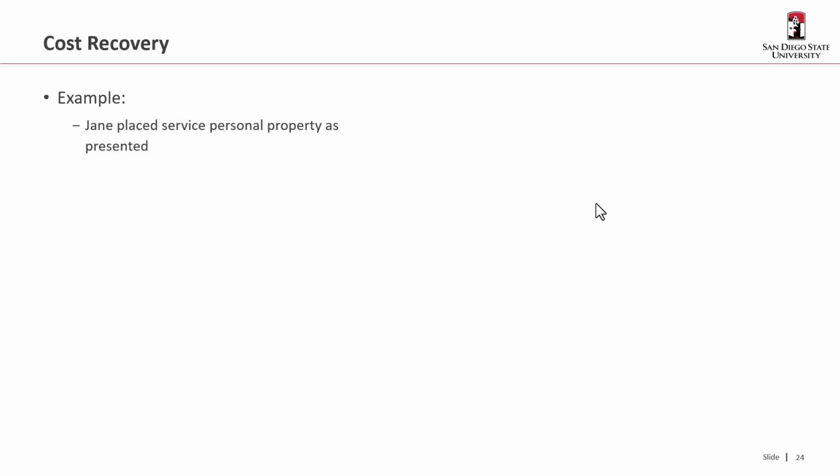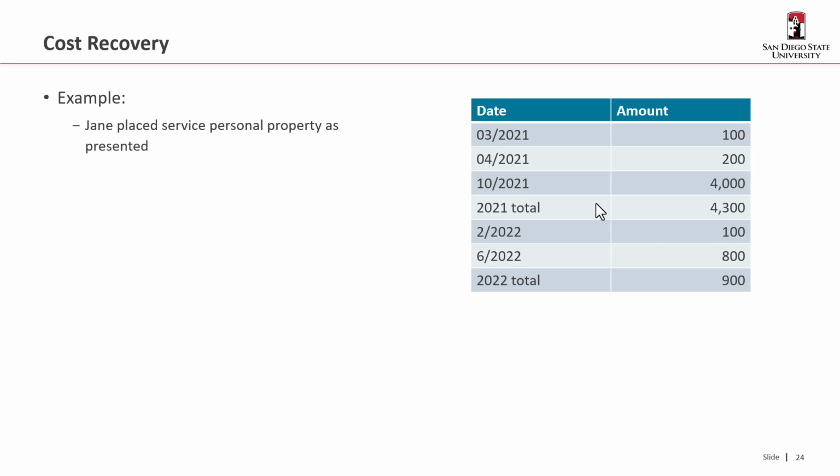So Jane placed personal property in service as follows. So here it is. We've got March, April, October. There's her 2021 total. And then in 2022, we have some in February and some in June. So let's do the convention test for 2021. Well, we placed 4,000 in the fourth quarter, that's October, over 4,300 in total for that year. That's greater than 40%. So for the item placed in service in March, the item placed in service in April, and the item placed in service in October of 21, all three of those items would use the mid-quarter convention.